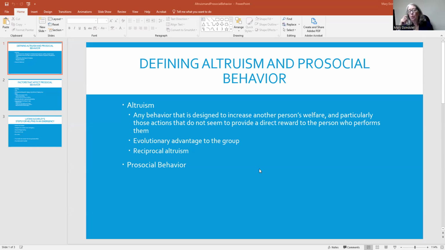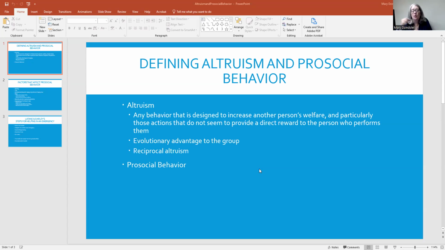Okay, so let's start. What do we even mean by altruism? The definition that your book gives for altruism is any behavior that is designed to increase another person's welfare, particularly those actions that do not seem to provide a direct reward to the person who performs them. And I am telling you, the papers that were written could fill a huge room from floor to ceiling, all trying to decide if altruism even exists.